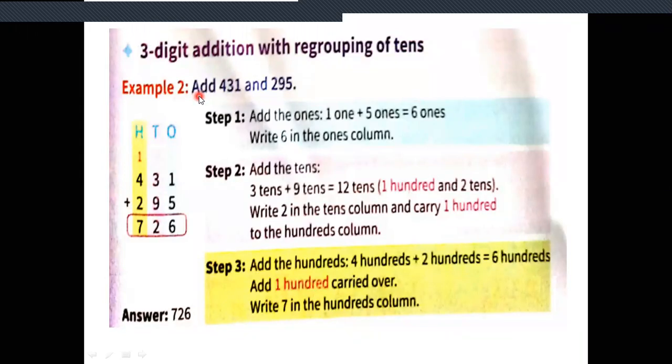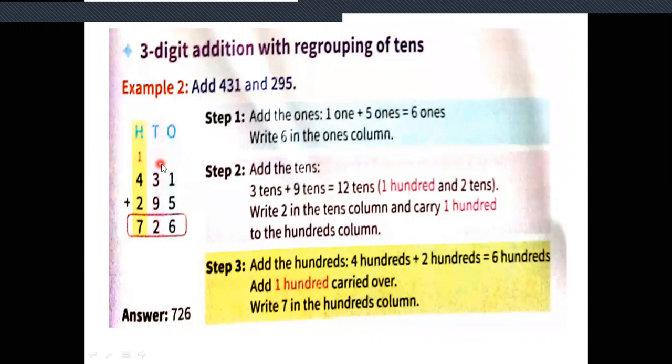Example sum I will teach now. Add 431 and 295. First we have to write hundreds, tens, ones and 431, 295. Always step 1 will be add ones place first. See, step 1, add the ones. So 1 ones plus 5 ones is nothing but 6 ones. So you are writing 6 in the ones place.